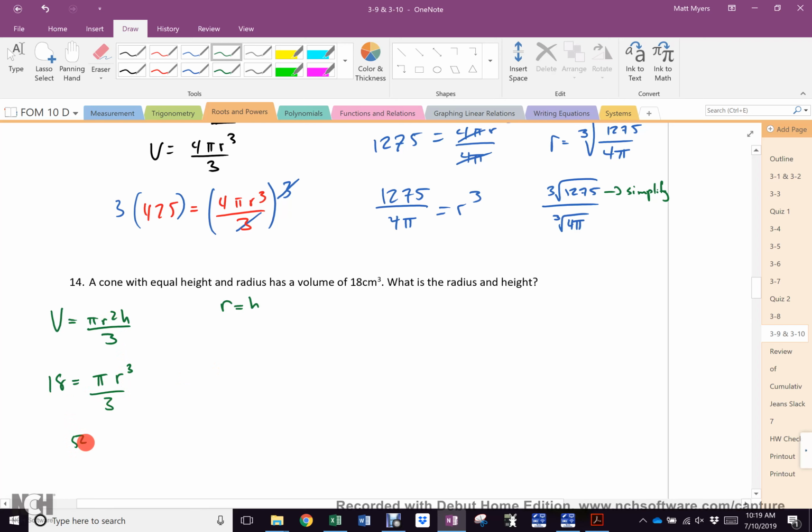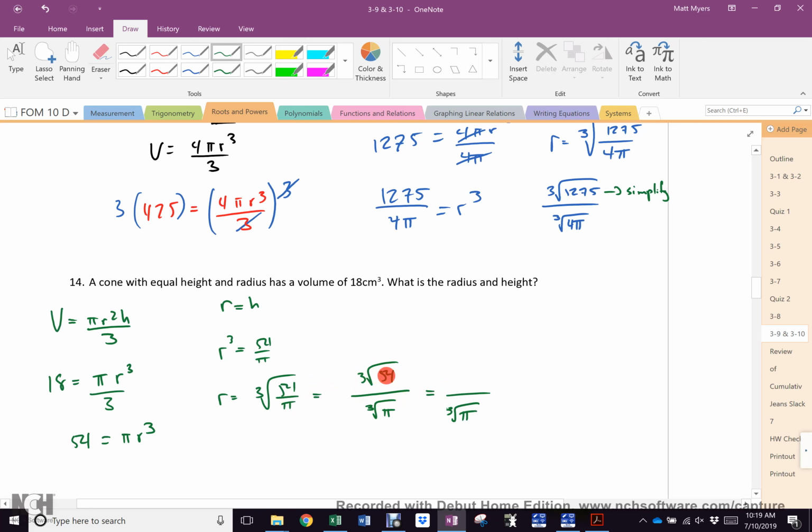18 times 3 is 54 equals pi r cubed. R cubed equals 54 over pi. R equals a cubed root of 54 over pi. 2 marks to there. Finish it off. Cubed root of 54 over cubed root of pi. You have to stop at the bottom because you don't know what to do with a cubed root down there.